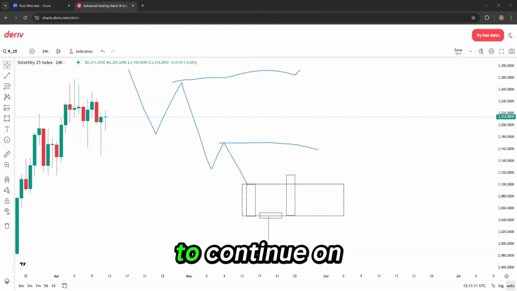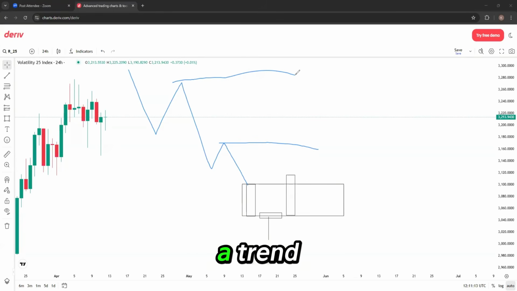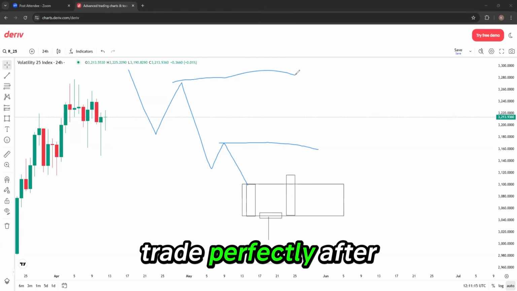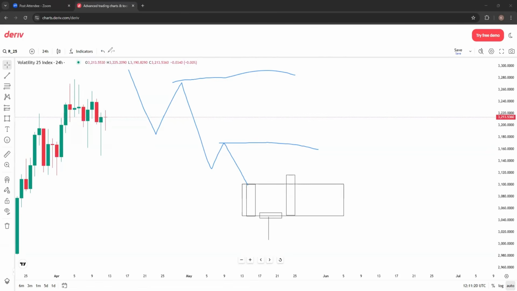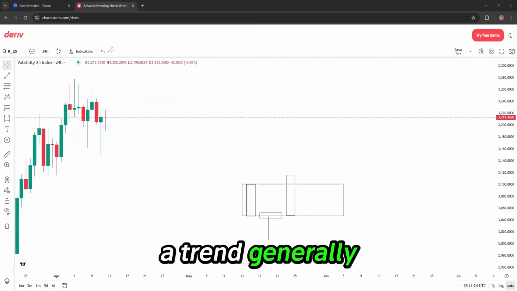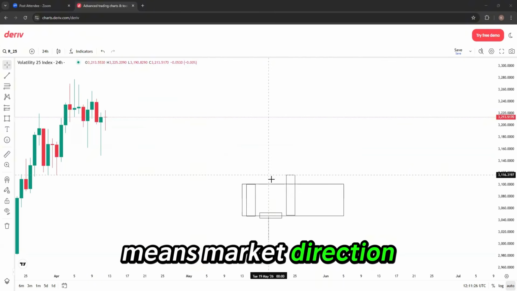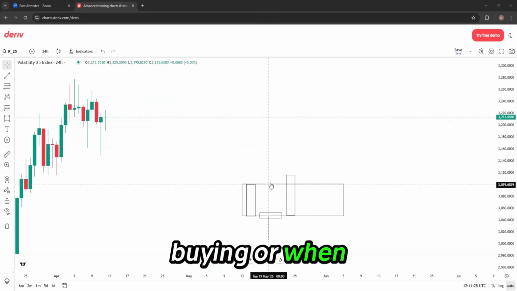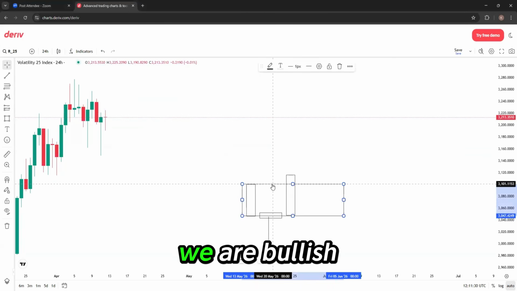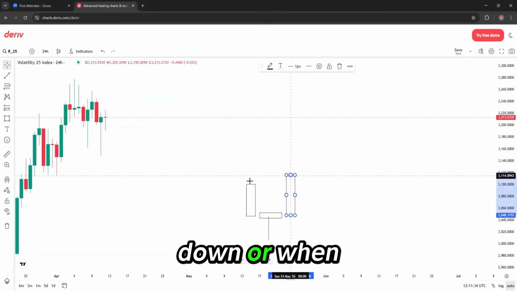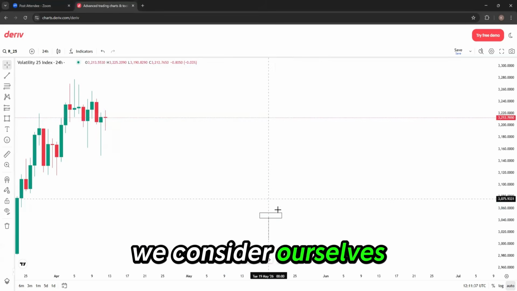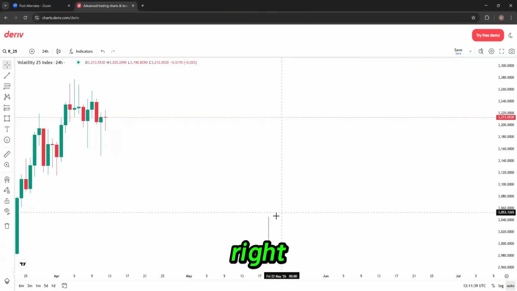Now we are going to continue on how to identify a trend and how to trade perfectly after identifying a trend. Now, what is a trend? A trend generally means market direction. When we are buying or going up, we consider that we are bullish. And when we are going down or selling, we consider ourselves to be bearish.